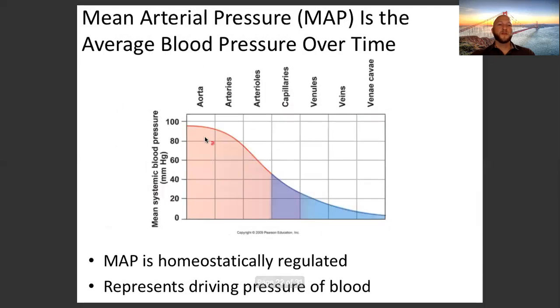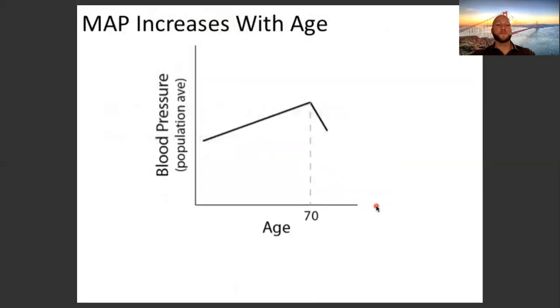Perfect. So right here we can see how MAP decreases as you move through our circulatory system. High in the aorta, lower in the arteries, lower in arterioles, lower in capillaries, lower in venules, lower in veins, and lowest in the vena cava. And it's this curve, your body maintains these pressure differences, and that's why blood flows the direction that your body wants it to flow.